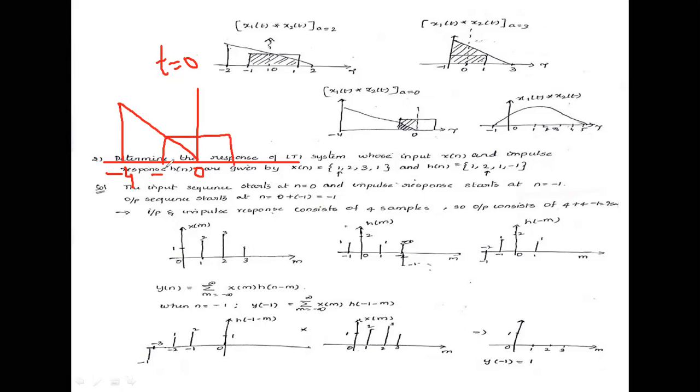X1 varies from minus 1 to 1. Now there is an overlapping that occurs here. Overlapping occurs at t is equal to 0. Now at t is equal to 1, I will write these two values here.